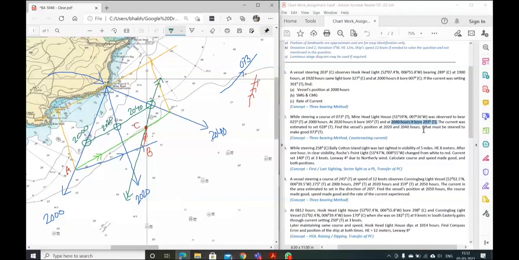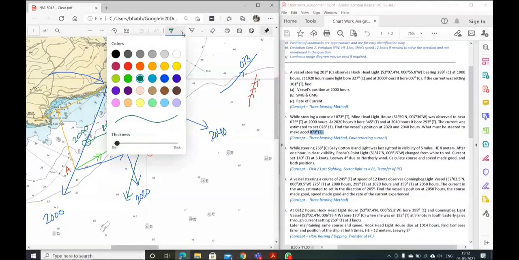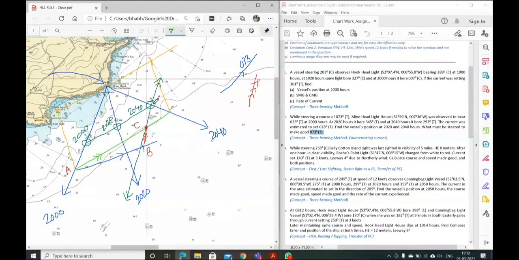Now the next thing they are asking is, what must be steered to make good 073? From our final position, the 2040 position, they have given us that our course made good should be 073. So you make your course made good as 073. From this point, which you can call point D, I draw my course made good as 073. This is my course made good required.